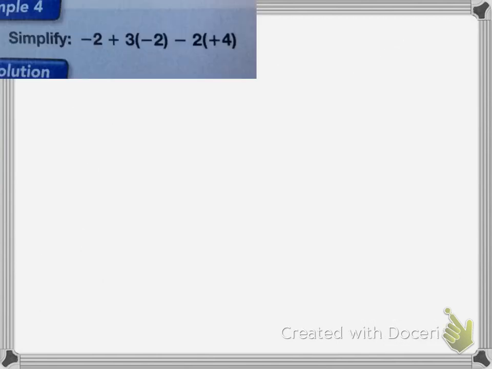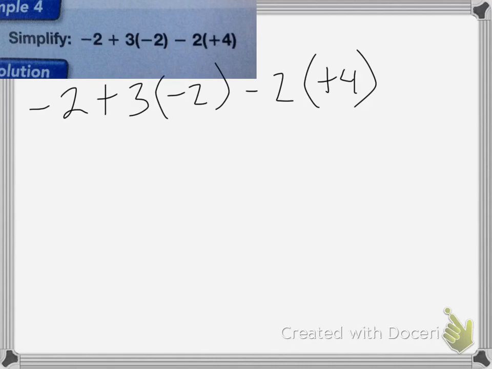For this one, we have taken out some of the extra parentheses that we don't need. So I have negative 2 plus 3 times negative 2 minus 2 times a positive 4. I'm going to divide up the terms first. So I have the negative 2, this positive 3 times a negative 2, and this negative 2 times a positive 4.